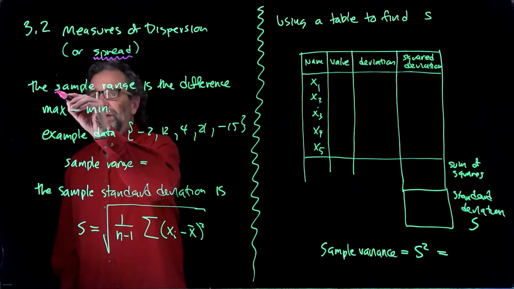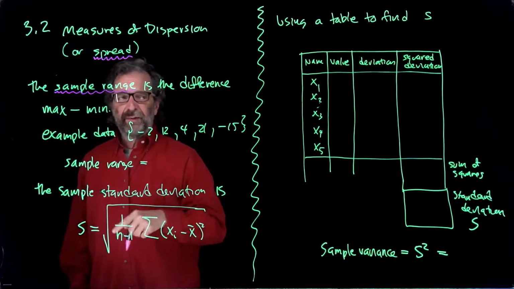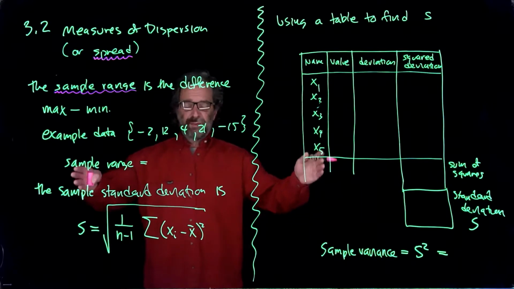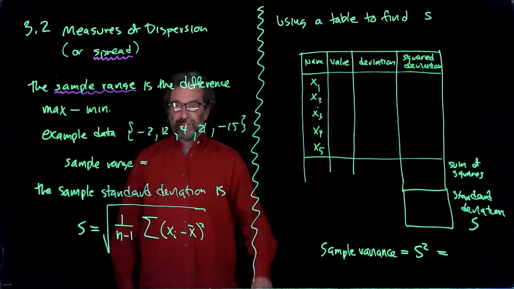One number you can use is called the sample range. It's just the max minus the min, the biggest value minus the smallest value. So that's the distance between the largest and smallest value in the data set. So the data occupies an interval that big.